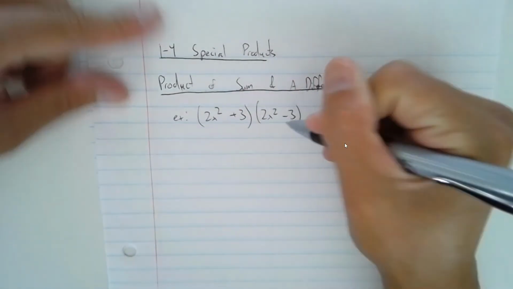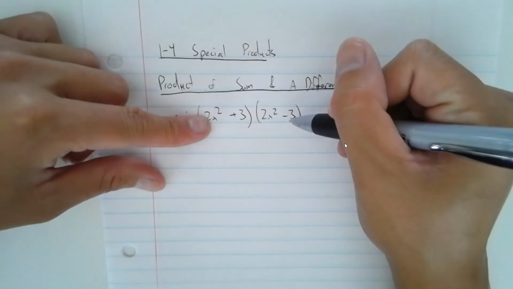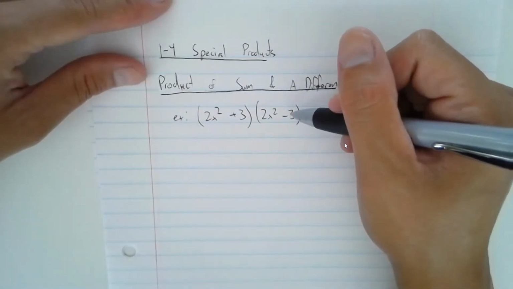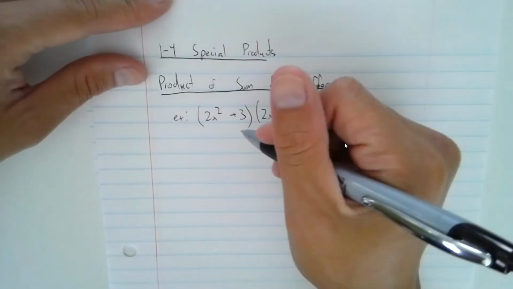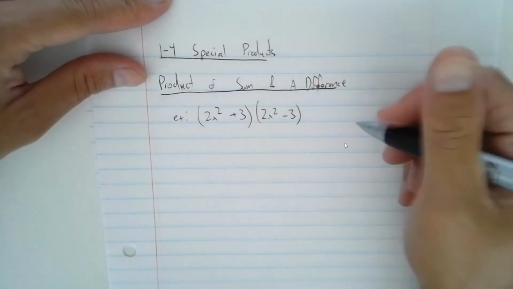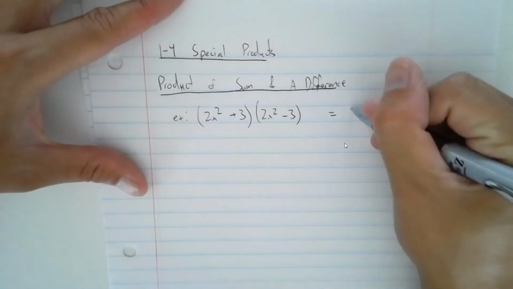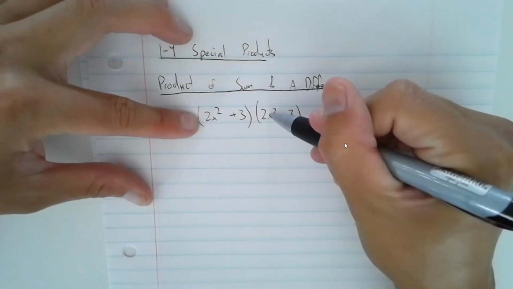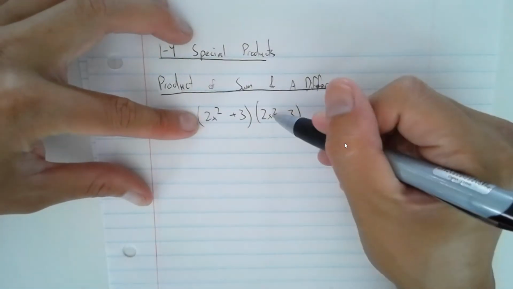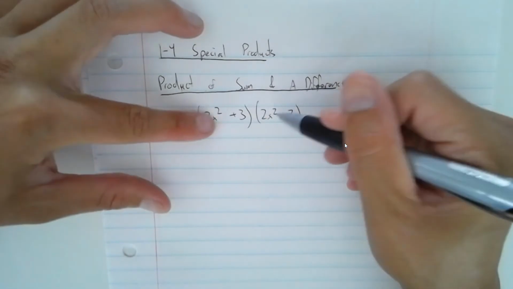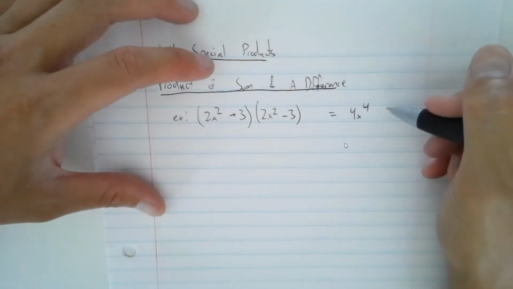This is the sum, and this is the difference, and we're multiplying them together. I'll work it out, but in theory your answer should just be these first two times these last two. So 2x squared times 2x squared is going to be 4x, not cubed, but to the 4th power. And then it's going to be the last one here.